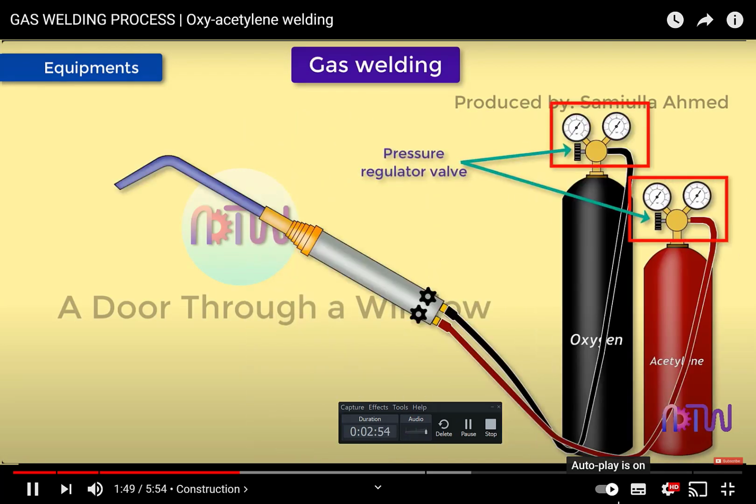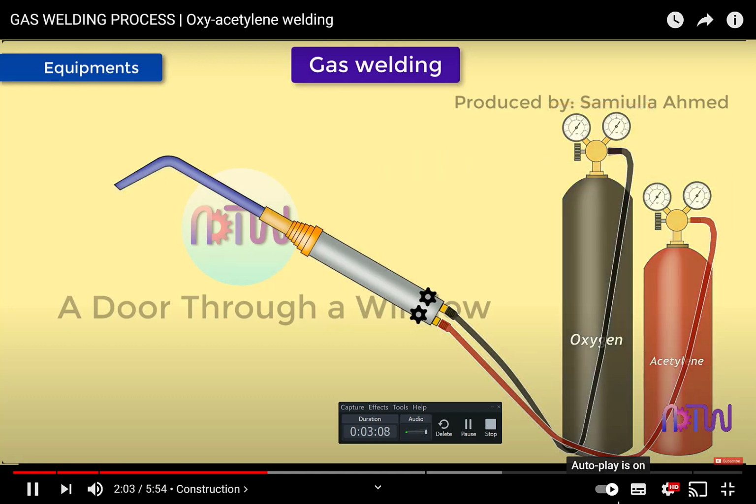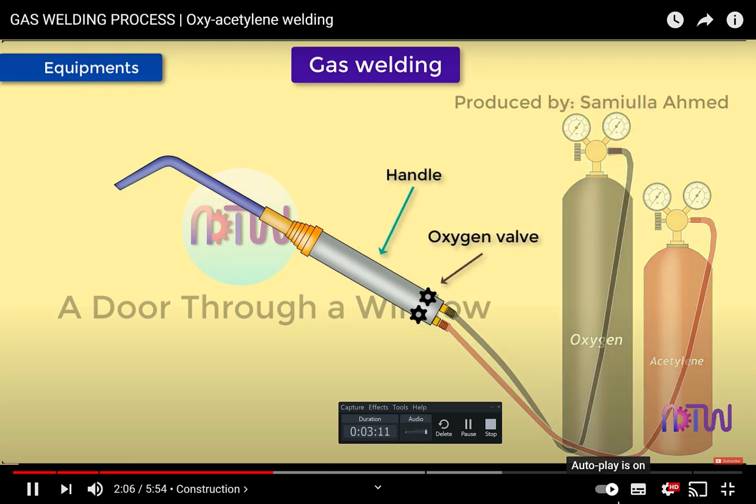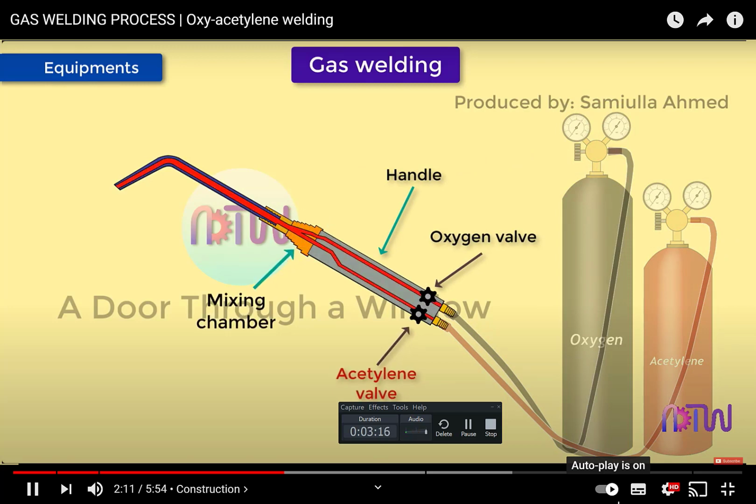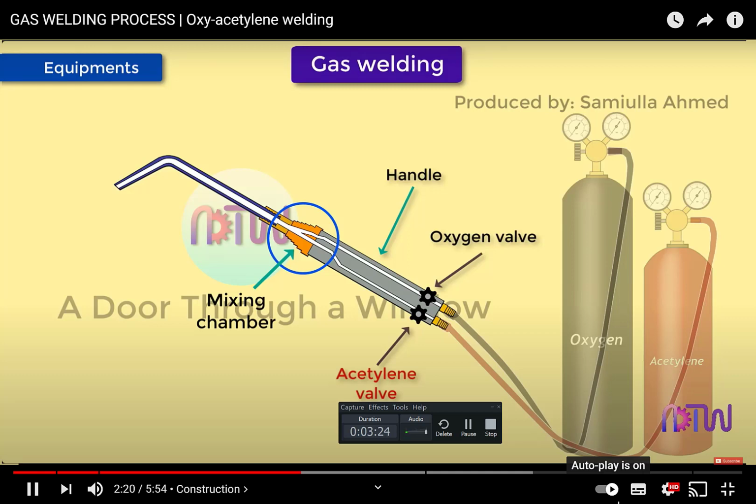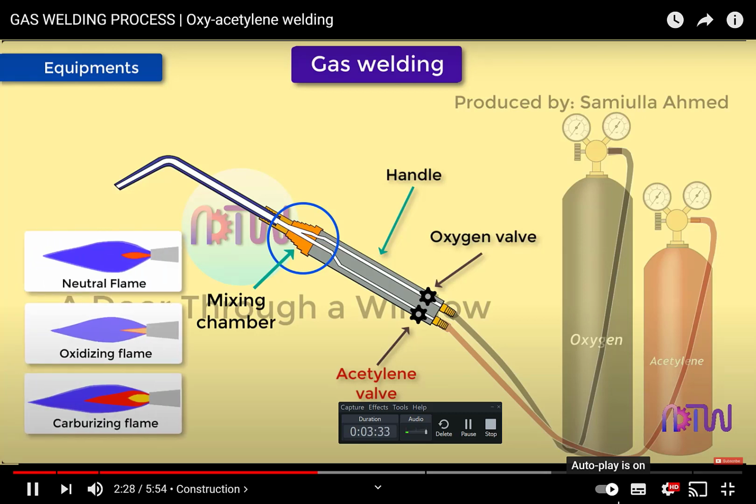Pressure regulators. For welding, the oxygen and acetylene are required at low pressure, but in the cylinders, they are filled at high pressure. So a pressure regulator is required to control the pressure of oxygen and acetylene before reaching the mixing chamber. Torch. The torch consists of the handle, oxygen and fuel gas valves, and the mixing chamber. Inside the handle, there are tubes through which the oxygen and fuel gas flow. Mixing chamber. In this chamber, oxygen and fuel gas are mixed. The ratio of oxygen and fuel gas is set according to the type of flame required, such as neutral, oxidizing or carburizing flame.